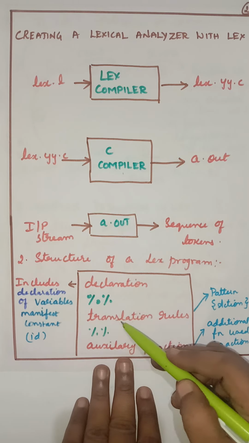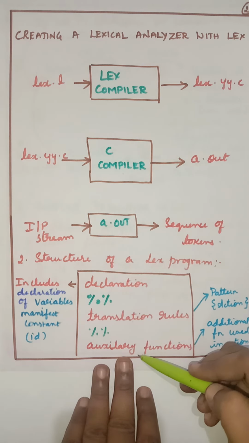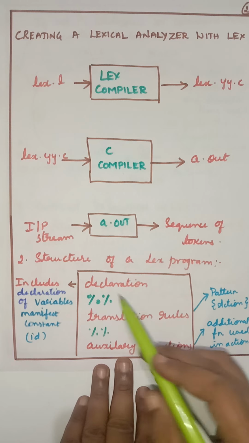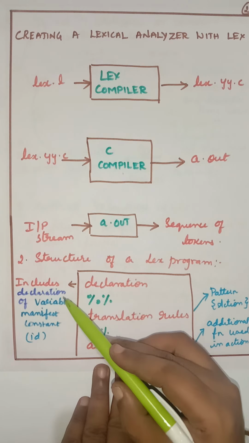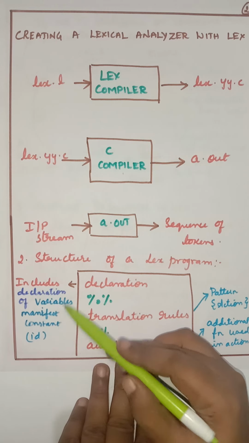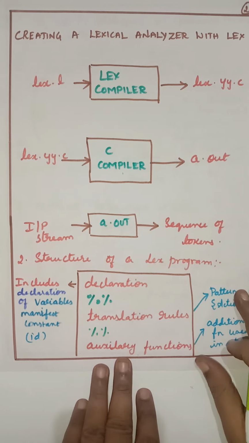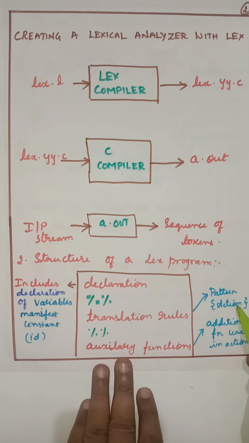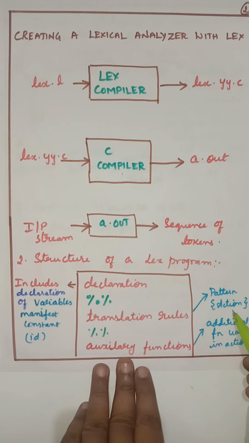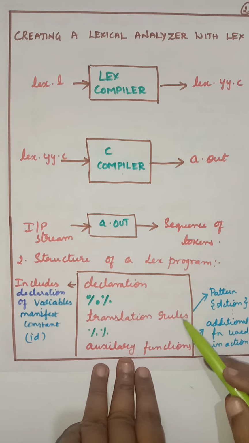This is the separator between the translation rules and the auxiliary functions, and at last you will have the auxiliary functions. The declaration part includes the declarations of variables, manifest constants, id, like that. The translation rules are the patterns and what action is to be taken for each. For example, if it is LT, then less than should be checked. If it is EQ, then equal to must be checked. Like that, the rules will be defined here.